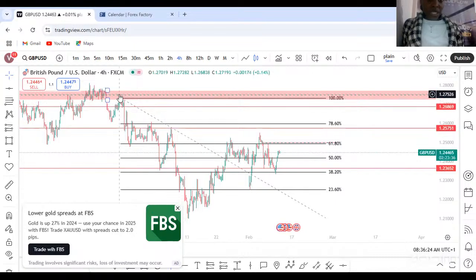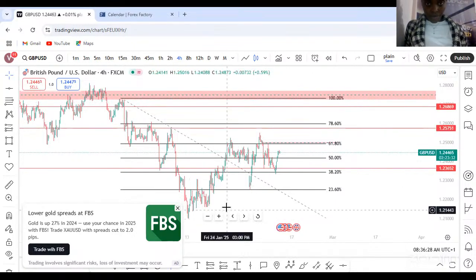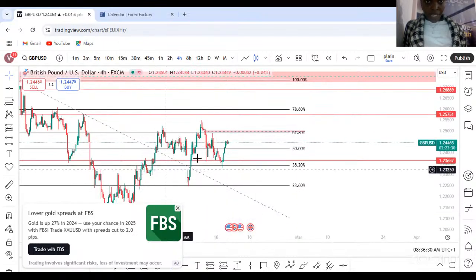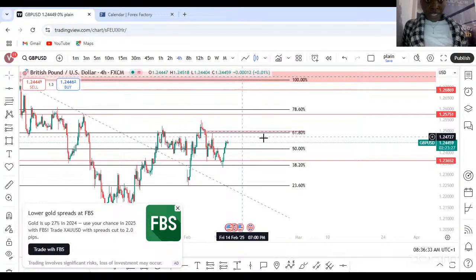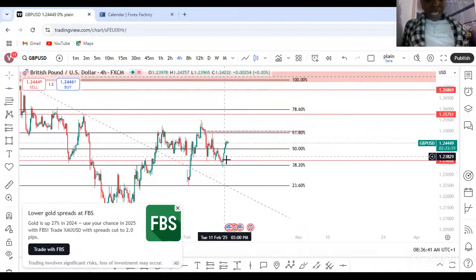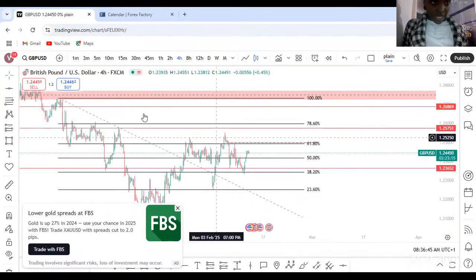Fibbing this entire swing from point A to point B, I want to see price retracing into some premium level. And of course, price did retrace into the 61.8% fib level. We saw some push to the downside, and we're seeing price retracing. So where do I think price is retracing into?